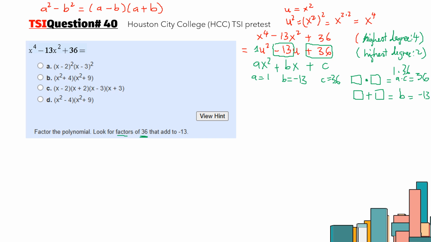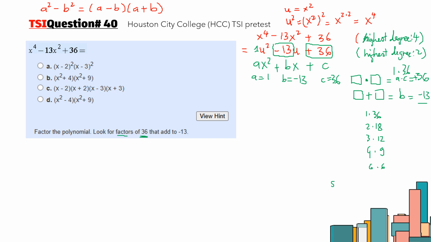Now I can list out all of the possible outcomes. I can have 1 times 36, 2 times 18, 3 times 12, 4 times 9, 6 times 6. Also, you see the sum of the two numbers is negative and the product of the two numbers is positive.